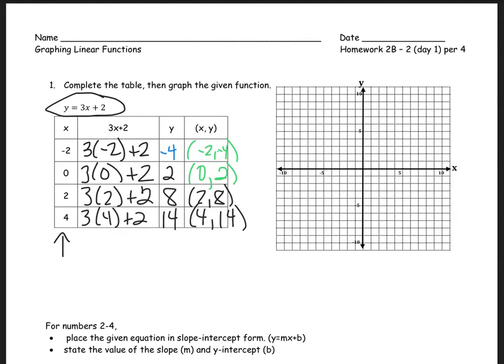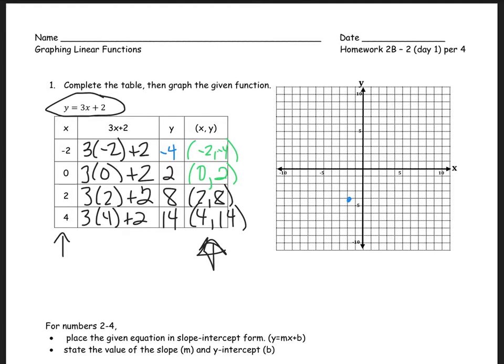But these are all my coordinates that I'm going to now plot on my line. That is also a sad looking arrow, but we're going to continue. Negative 2, comma, negative 4. So that is going to be down here, negative 2, down 4, so that's right about there. So I'm going to plot that right at that point.